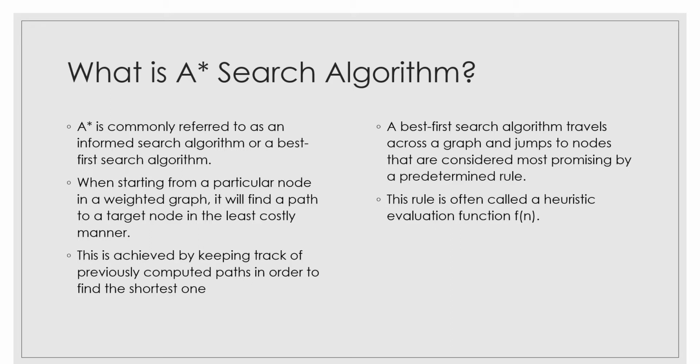When you start from a particular node in a weighted graph, it'll find a path to a target in the least costly manner, and it's achieved by keeping track of previously computed paths in order to find the shortest one. It's sort of like dynamic programming as well, although A-star isn't exactly a dynamic programming type of algorithm, but other algorithms will keep track of smaller subproblems and use those. So it works like that as well, where it's keeping track of neighboring nodes' values and using that information to inform the next best node to jump to.